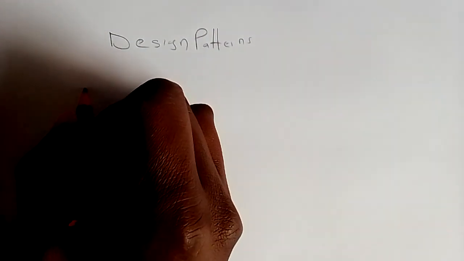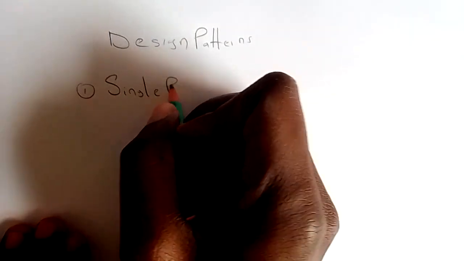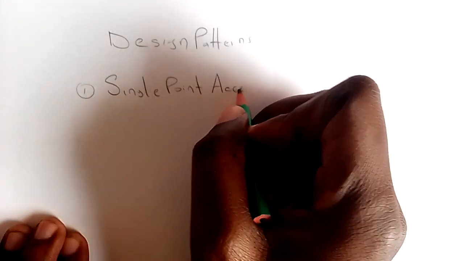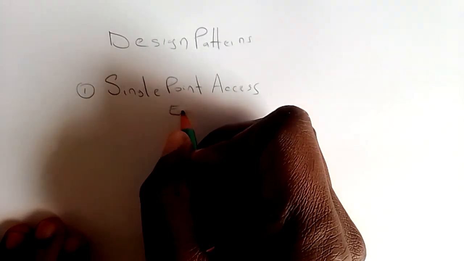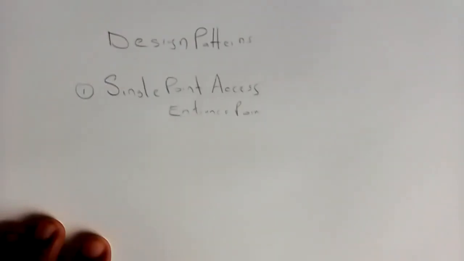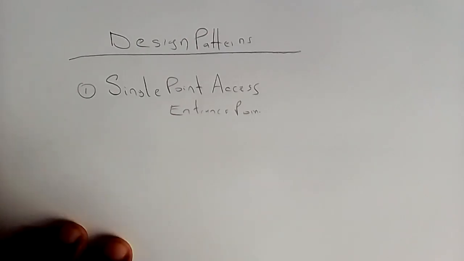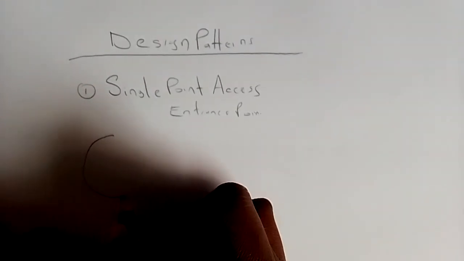Okay, the first design pattern that we are going to talk about is a single point of access, or a single entrance point. Whatever the term is, the single point of access or the single entrance point states that in your web application or in your application there must be a single point of entrance.